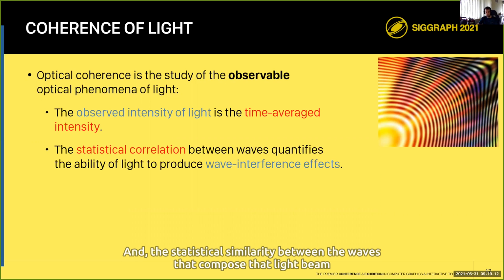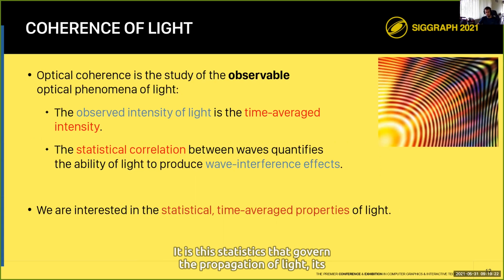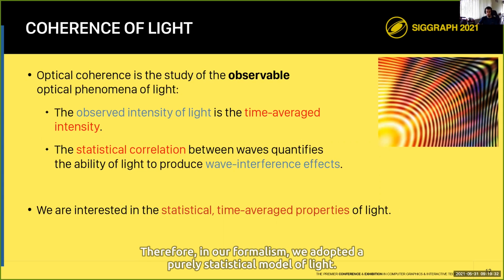And the statistical similarity between the waves that compose that light beam quantify the magnitude of the interference effects that appear. It is these statistics that govern the propagation of light, its interaction with matter, and its observed properties. Therefore, in our formalism, we adopt a purely statistical model of light.